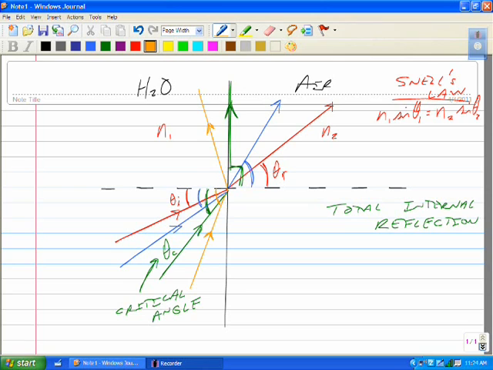Well, by the law of reflection, this incident angle equals that reflected angle.